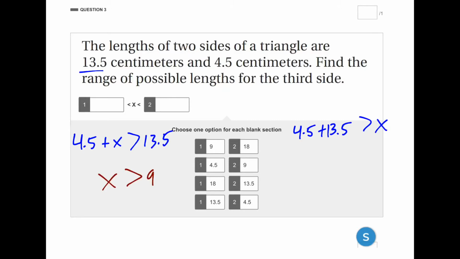If I subtract 4.5 from both sides here on the left, I find that x has to be bigger than 9. That's what goes over here. On the right, if I add these two together, I get that x is less than 18. And that's what goes over here on the right.